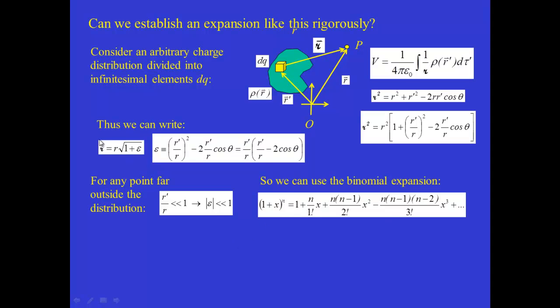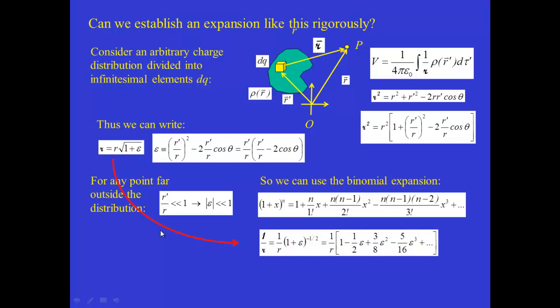So we can take the expression here for script r and substitute in 1 plus epsilon overall to the 1/2 power. So when we take the reciprocal of both sides, we get 1 over script r is 1 over r times 1 plus epsilon to the minus 1/2 power. And we're doing 1 over script r because remember, that's what's inside the integrand, and when we're all done, we're going to substitute back into that.